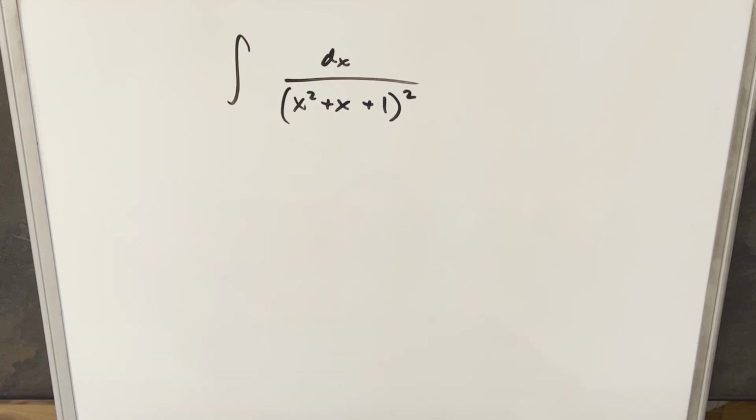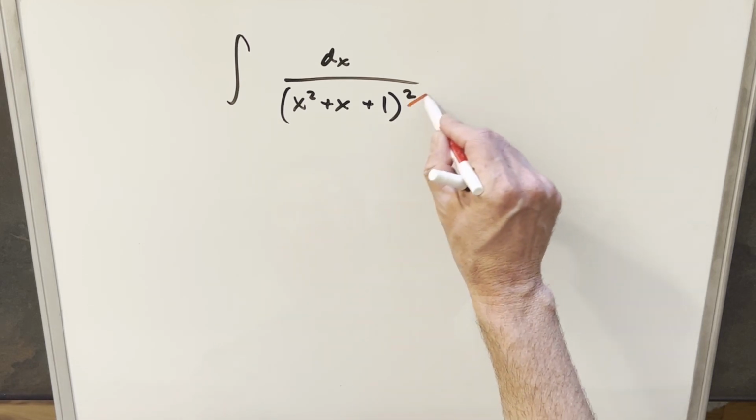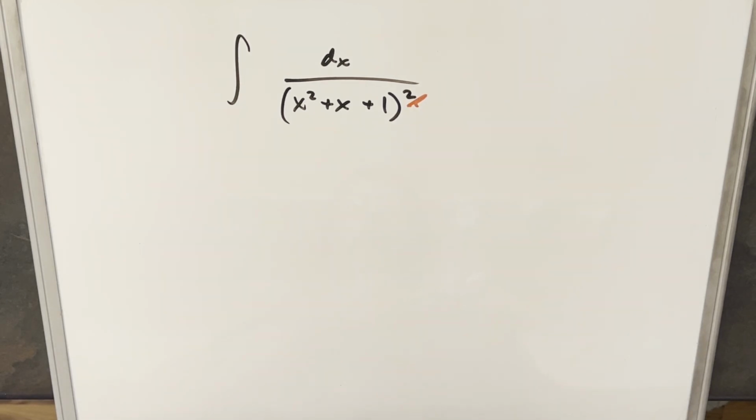Hey, we have another integral today here on the board. We have the integral of dx over (x squared plus x plus 1) all squared. I know in the past I did the integral of just 1 over x squared plus x plus 1, but we've got this square in here that's just going to make it a little bit more involved.